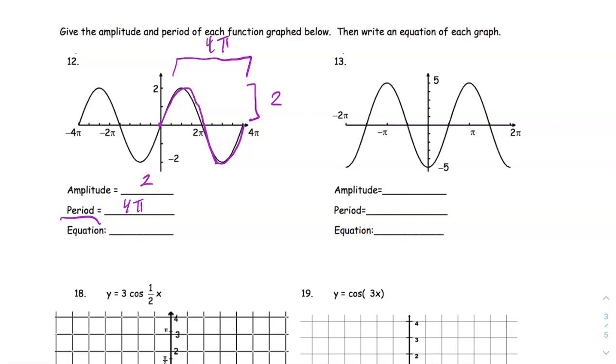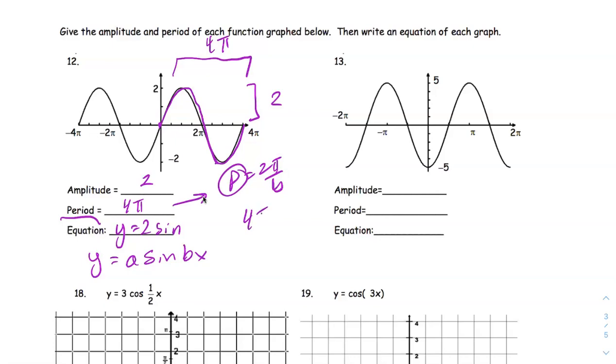But I want the equation. Now this is a sine graph, starts at the origin. So the basic equation looks like this. My amp would be 2. The b is tougher to find, right? To find b, you've got to do period equals 2 pi over b. And my period is 4 pi. So 4 pi equals 2 pi over b. We'll do a little cross multiplication. 4 pi b equals 2 pi. Divided by 4 pi, b equals 1/2. So 1/2 x.